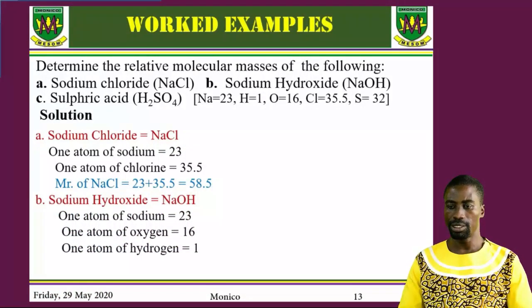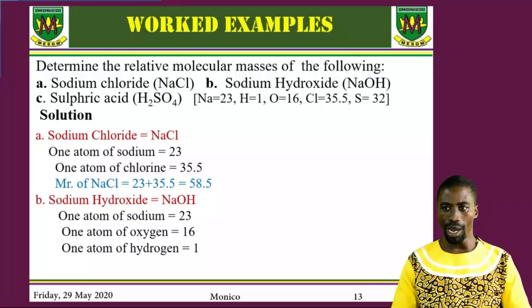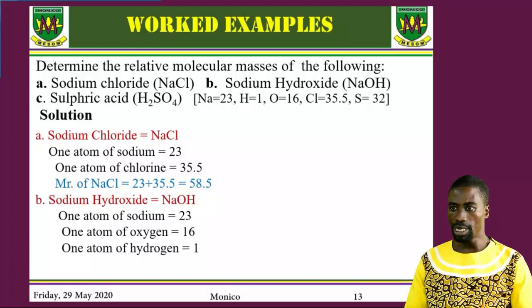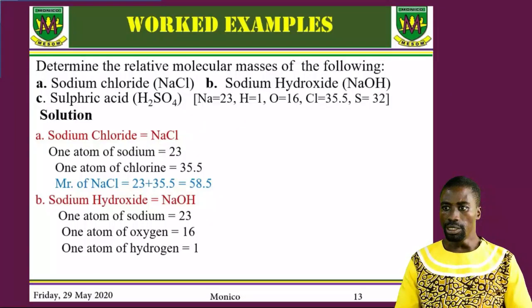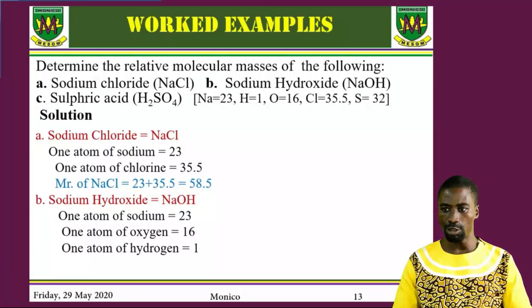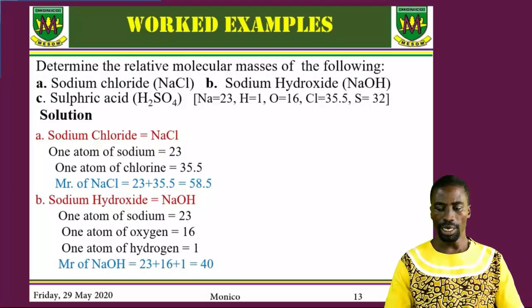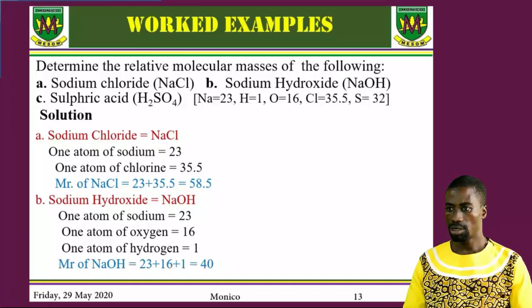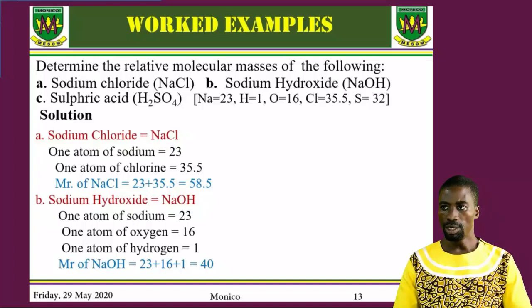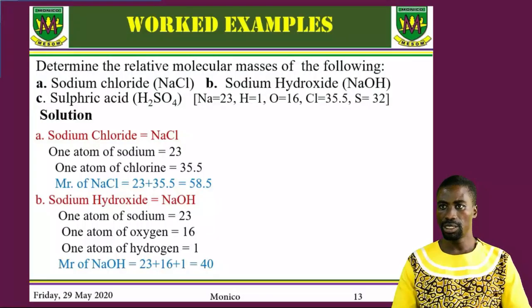Now the B part, we have sodium hydroxide, which contains one atom of sodium, which has 23, then one atom of oxygen with 16 relative atomic mass, and one atom of hydrogen with 1. So here again, we do a simple summation: 23 plus 16 plus 1, and that gives us 40. Alright, I hope that is clear to you. If not, you have to start all over before you move to the next molecule.